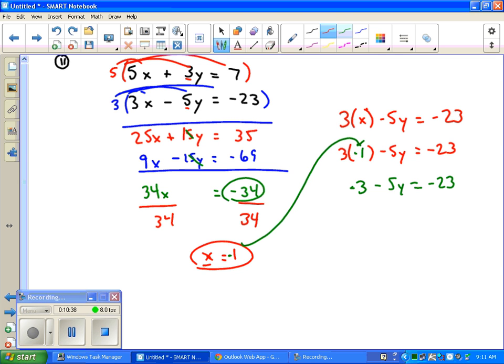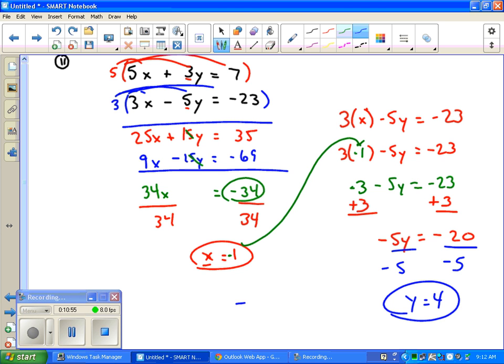Get rid of minus 3 by adding 3. Do the same to the other side. You have negative 5y equals negative 20. And then get rid of negative 5 times something by dividing by negative 5. Negative divided by negative, y is a positive 4. So you have x comma y is negative 1 comma 4. And again, B is the correct answer for 11.